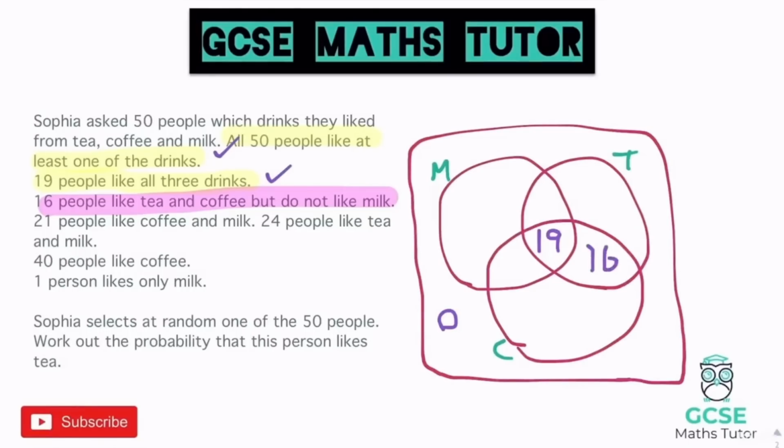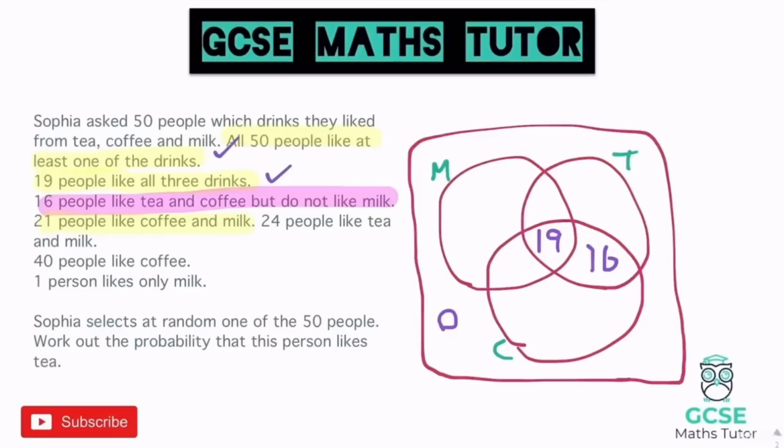It then says 21 people like coffee and milk. Let's try swapping to another colour. Oh, I'm just going to get rid of that because I've got too many things going in there. So 21 people that like coffee and milk. Well, let's have a look.